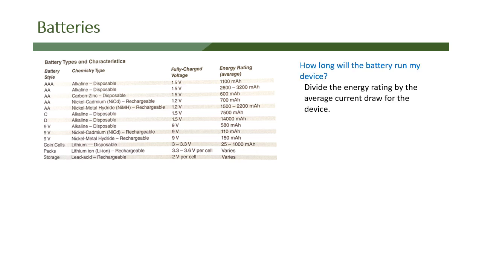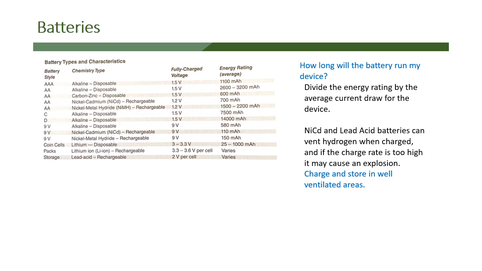So how long will the battery run on my device? You divide the energy rating by the average current draw for the device. Again, when we have a transmitter, we could be transmitting at 20 watts, that might be 10 amps of power on a radio. Most of the time we're going to be in receive mode, which is probably half an amp, 500 milliamps. So we divide the energy rating by the average current draw for the device, and that gives us how much time it will run.